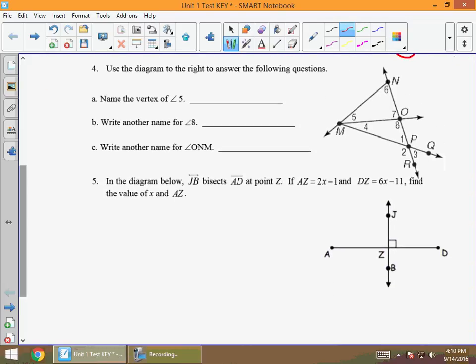Scroll down, let's take a look at question 4. Question 4 has an A, B, and a C. Each one of these is worth a point apiece. So this section here is worth 3 points. So we got 3 points here.